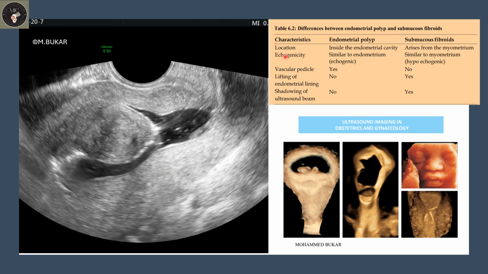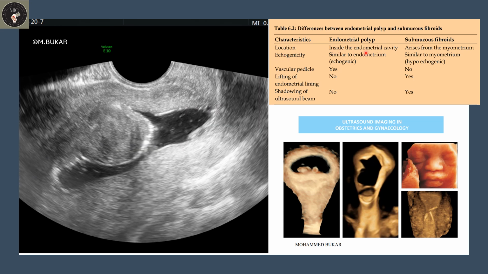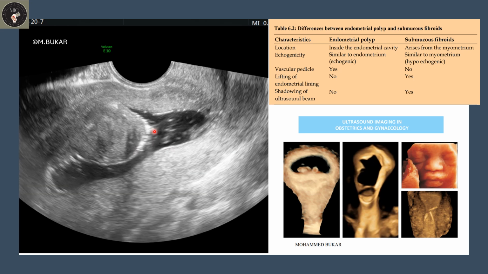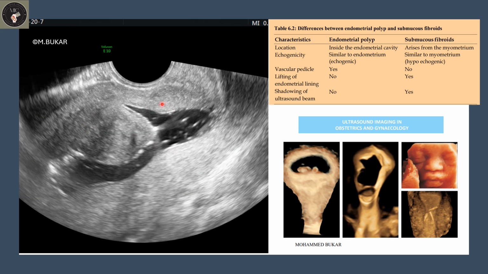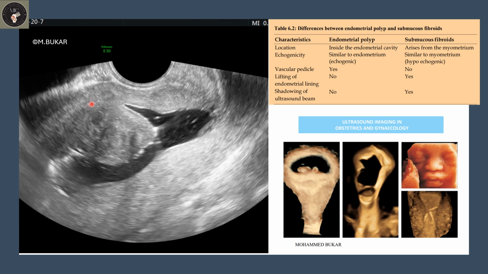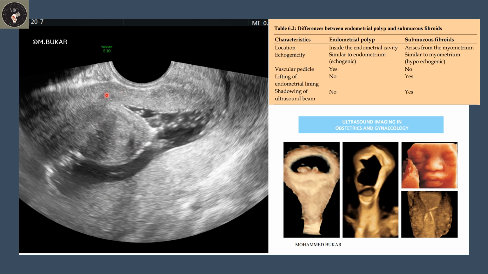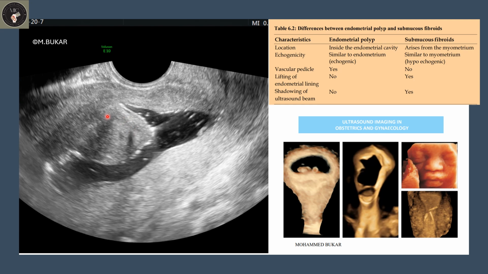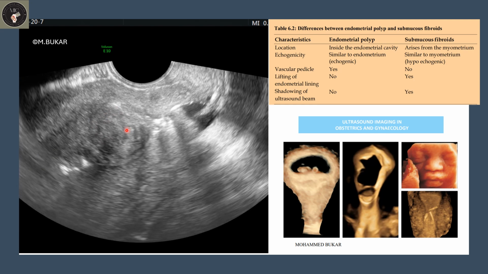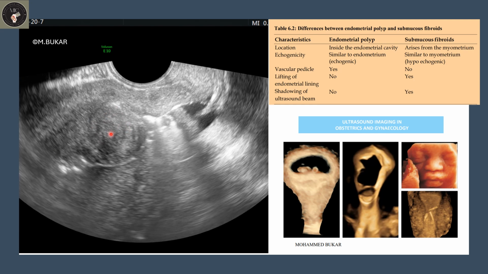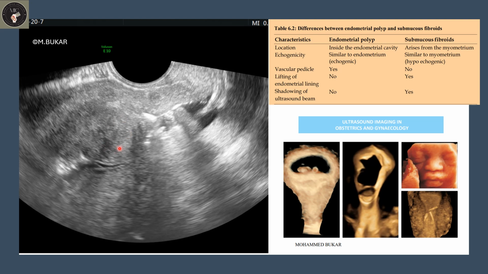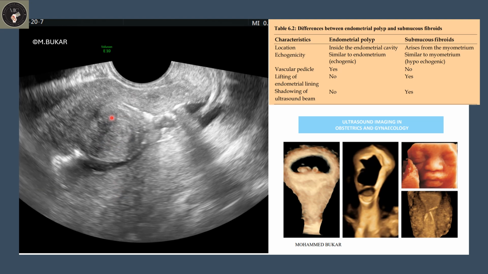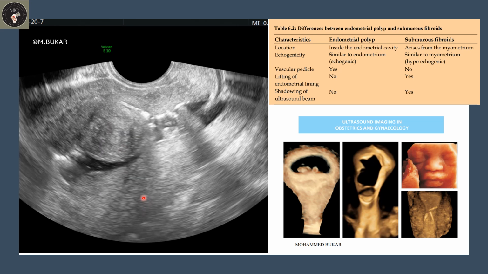Now, location: endometrial polyp is inside the endometrial cavity, so this is not inside the endometrial cavity. It is arising from the myometrium. So look at this. This is the myometrium, and look at this lesion arising from the myometrium. Again, here look at the posterior myometrium. So it's arising from the myometrium. Secondly, what is the echogenicity of this lesion like? Is it similar to the myometrium or not? It is. Look at it. It's similar to the myometrium.